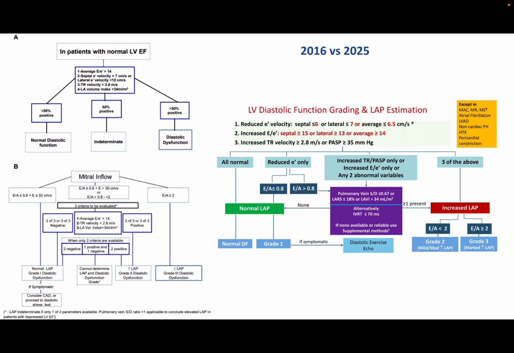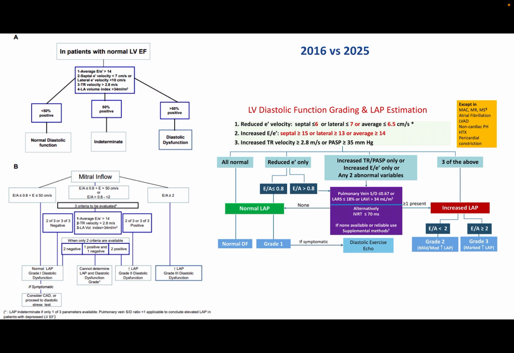2016 versus 2025 algorithm comparison. Here's the side-by-side of 2016 and 2025. The improvements are immediately apparent. What changed?